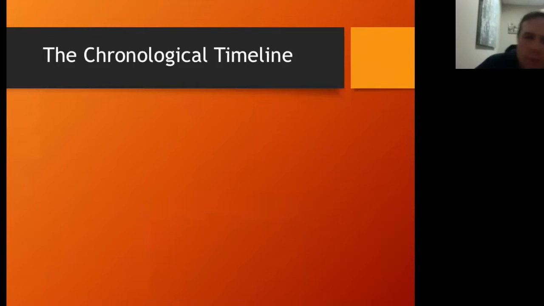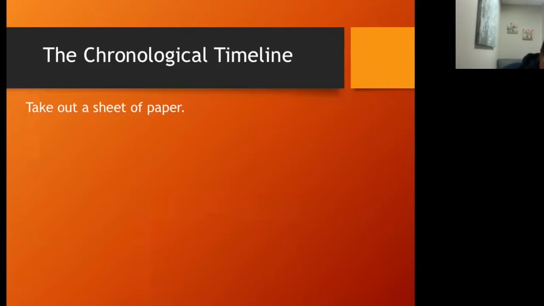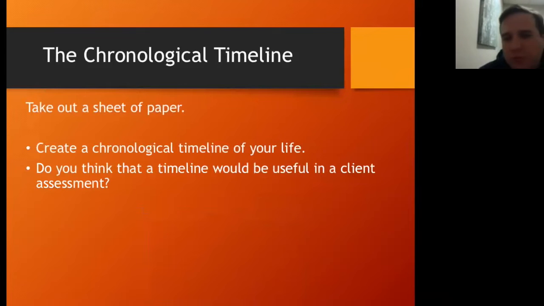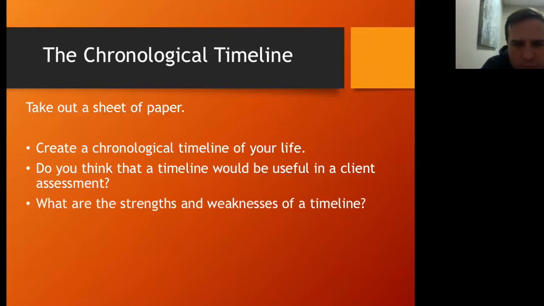And in narrative therapy, you're actually starting to get a sense of the narrative that people tell themselves and who's writing it. So you take out a sheet of paper, create a chronological timeline of your life, and then do you think that a timeline would be useful in a client assessment? So I urge you to try this. Just do a little timeline of your life. You start decade by decade. So first decade, and then you can break the decades in half, and you keep going down until you feel it's no longer useful. But really take a look at how you choose the poignant moments of the decades of your life, or of every 5 years, or whatever the case might be, and do it for yourself and see if you think it would be useful.